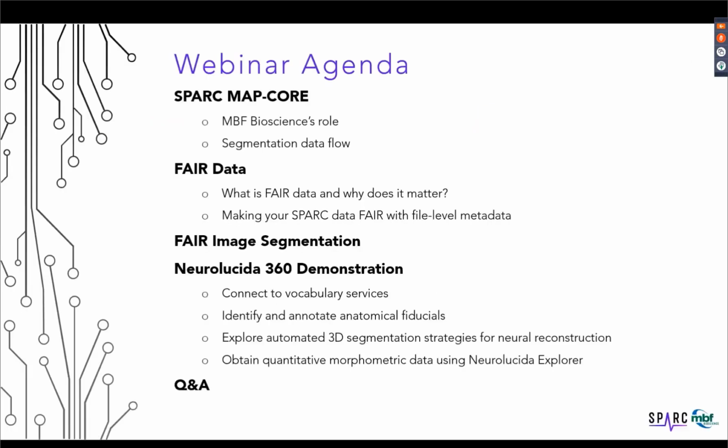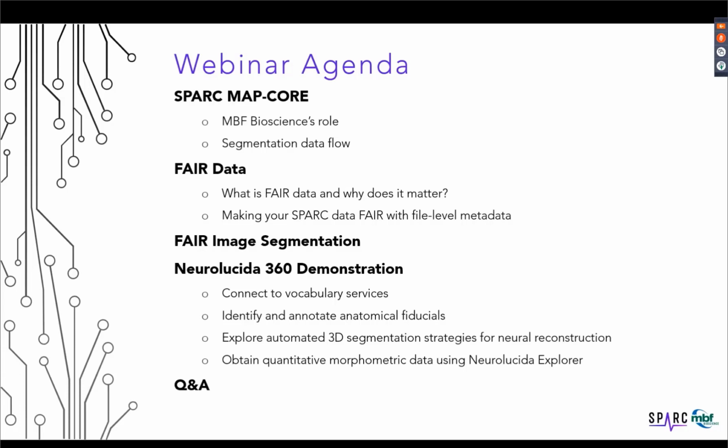Now I'm going to go over today's webinar agenda. Macy and I are going to start by telling you what MBF Bioscience's role is in SPARC MAP-CORE and how we expect your data segmentation will move through the MAP-CORE pipeline. Next, we'll discuss FAIR data standards, why they matter, and how you can make your SPARC data FAIR at a file level. Following this, we'll give a brief overview of FAIR image segmentation and how, with the features we've developed in our software, it can help enrich SPARC data sets.